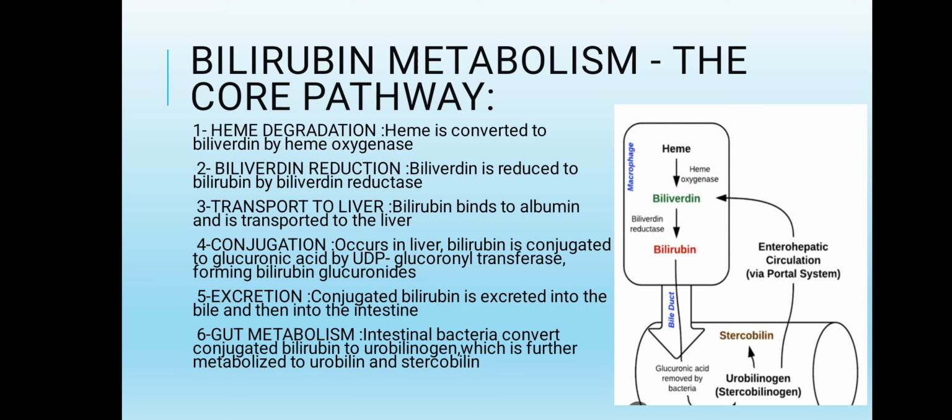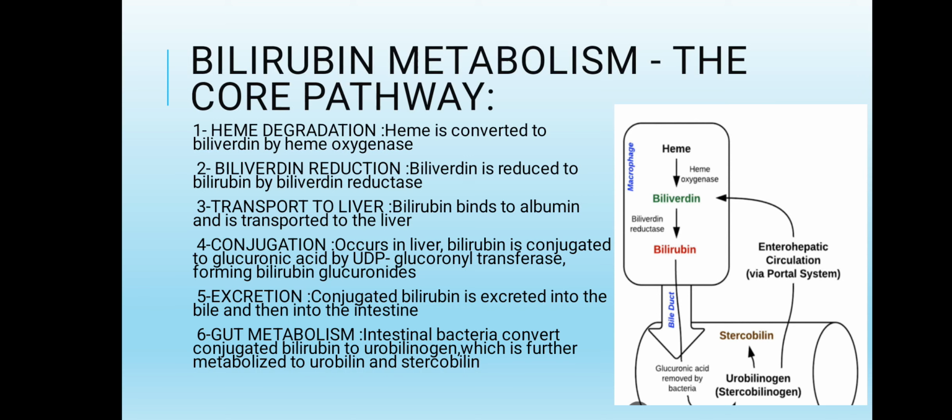The third step of bilirubin metabolism is transport to the liver. In this step, bilirubin binds to albumin and is transported to the liver. The fourth step is conjugation. Conjugation reactions occur in the liver and make bilirubin water soluble, allowing it to be excreted into the bile and ultimately into the intestine. Bilirubin is conjugated to glucuronic acid by UDP glucuronyl transferase, forming bilirubin glucuronides.